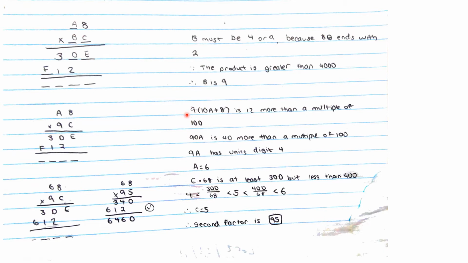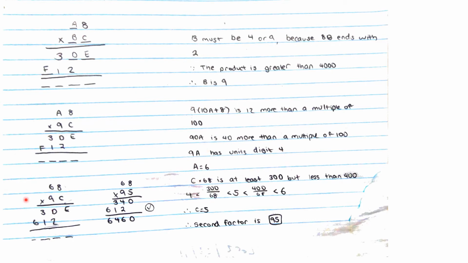And 9 times 10A plus 7 over here is 12 more than a multiple of 100, because over here it's 12 and then A F. So 98 is 40 more than a multiple of 100, so 9A has a units digit of 4. Over here 9A has a units digit of 4, so A is equal to 6. That's the only way to make 9A have a units digit of 4.